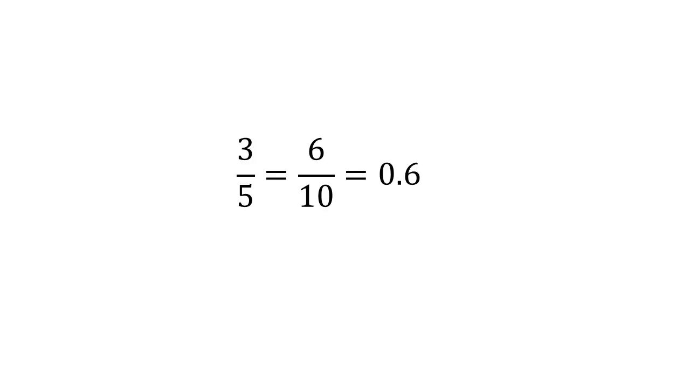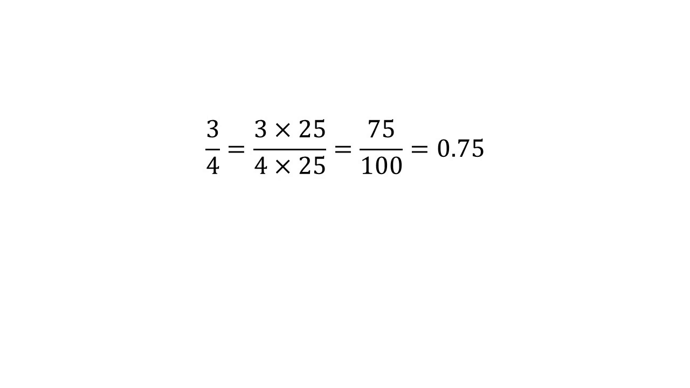Example, 3 by 5. See, the denominator is 5. We can multiply the 5 by 2 to get 10. So you just multiply both numerator and denominator by the same number 2. So you will get 3 into 2, 6 as the numerator, 5 into 2, 10 as the denominator. So it is 6 by 10. It can be expressed as 0.6.